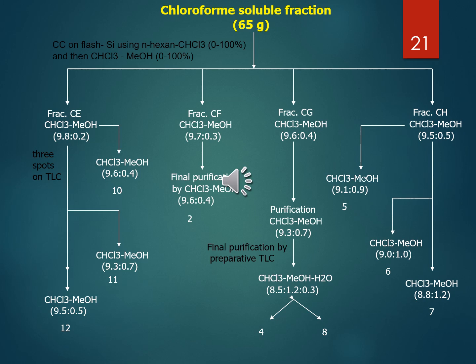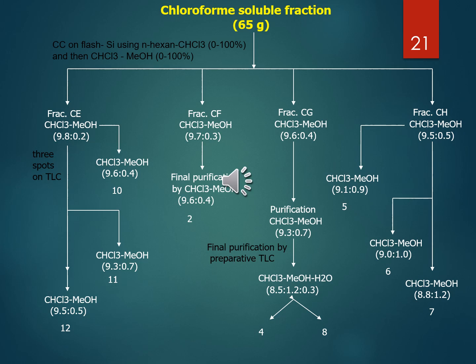The fraction CF is subjected to column chromatography over silica gel, and eluting with 9.7 and 0.3% chlorphenol, we obtain compound number 2. The purification of this compound is confirmed by using the organic purity system, that is 9.6 and 0.4% chlorphenol.